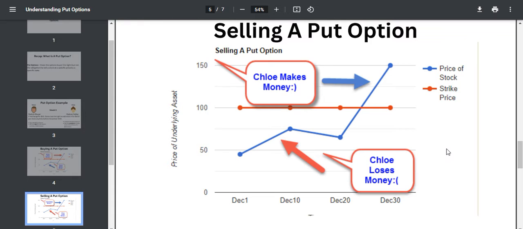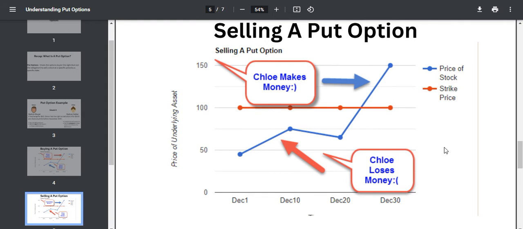If it drops below that, Simon's going to execute it, in which case Chloe is obliged to buy StockX at $100 per share from Simon, in which case she's going to make a loss if it's trading at any point down here. So say if StockX drops to 50 and Chloe buys it for 100, she's going to make a loss of $35 if it's trading for 50 on the open market, but she has to buy it for 100 minus what she collected for the premium, which is $15.